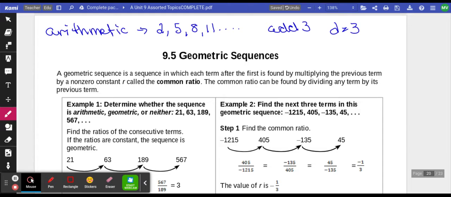So today we're going to talk about a geometric sequence, which is a sequence in which each term after the first is found by multiplying the previous term by a constant called R, the common ratio. The common ratio can be found by dividing any term by its previous.